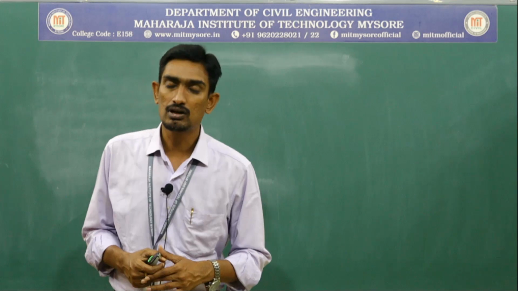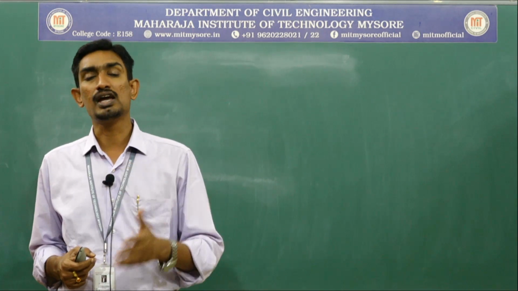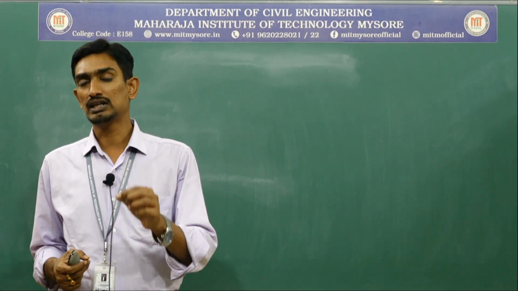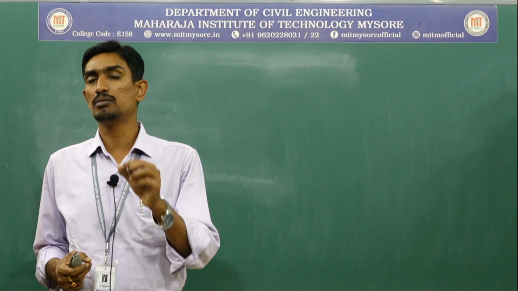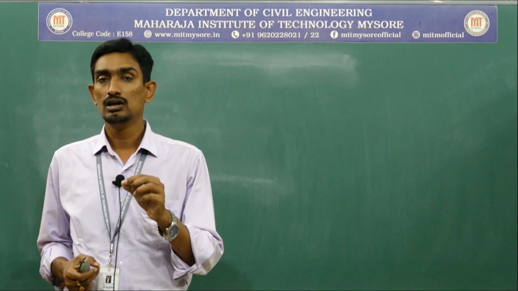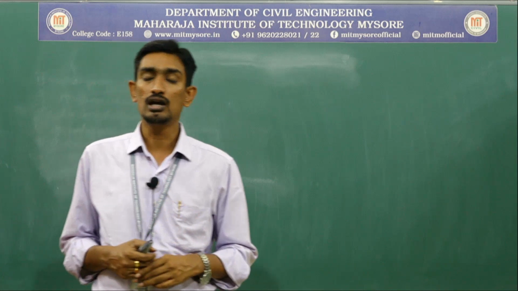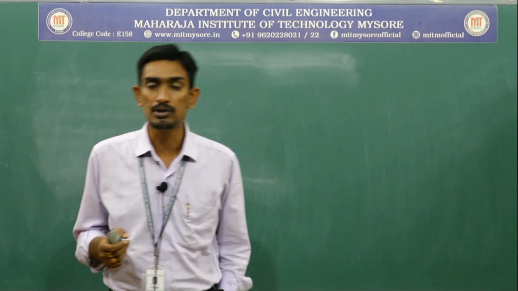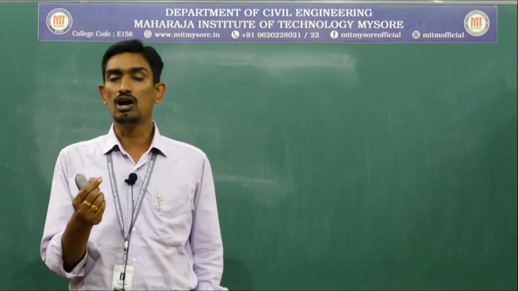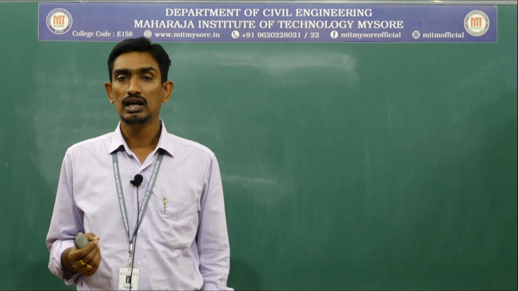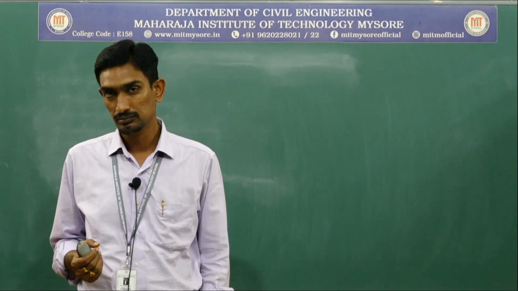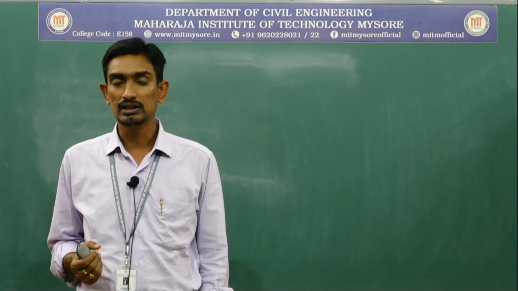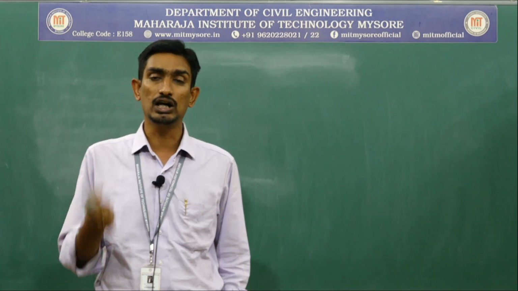Because we cannot use only fly ash. Fly ash is a pozzolanic material, which is not a cementitious material by itself. That means if I mix water and a pozzolana, that is fly ash, it will not form a paste. Why? Because it doesn't contain any calcium. Did you get my point? That's why we cannot use fly ash alone.